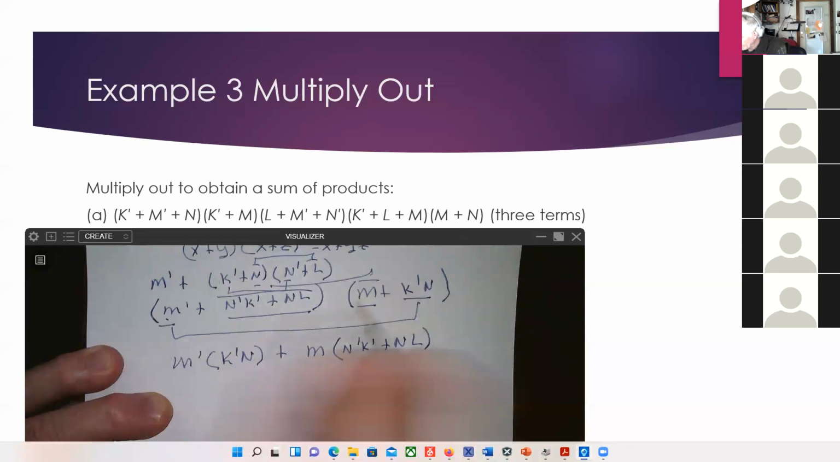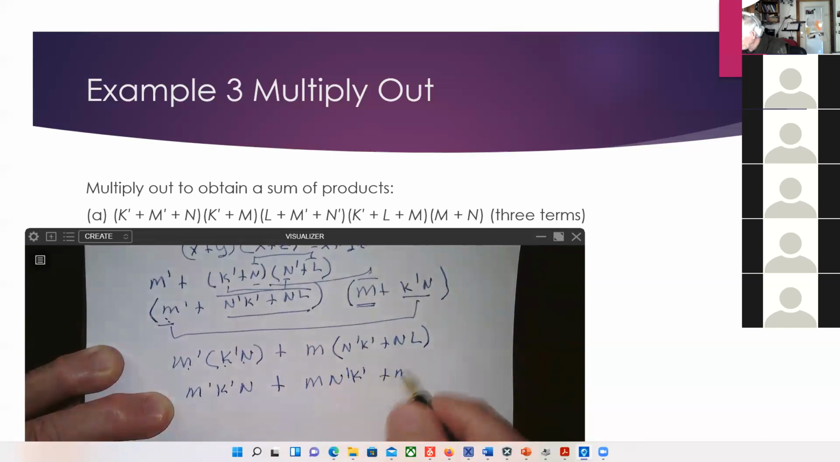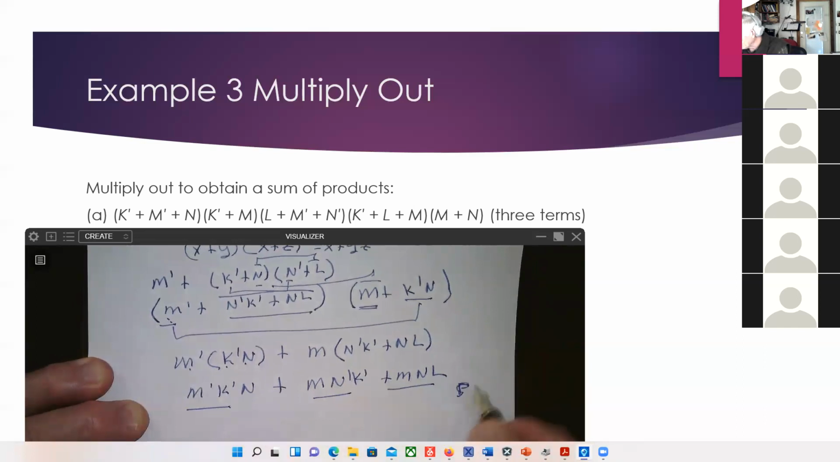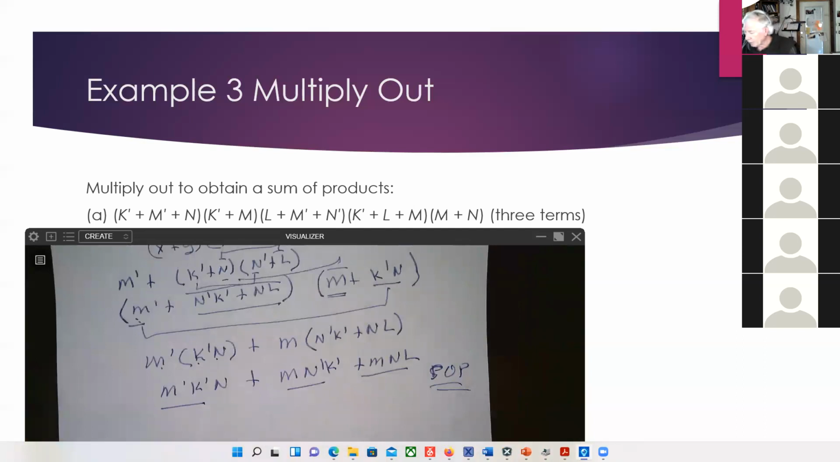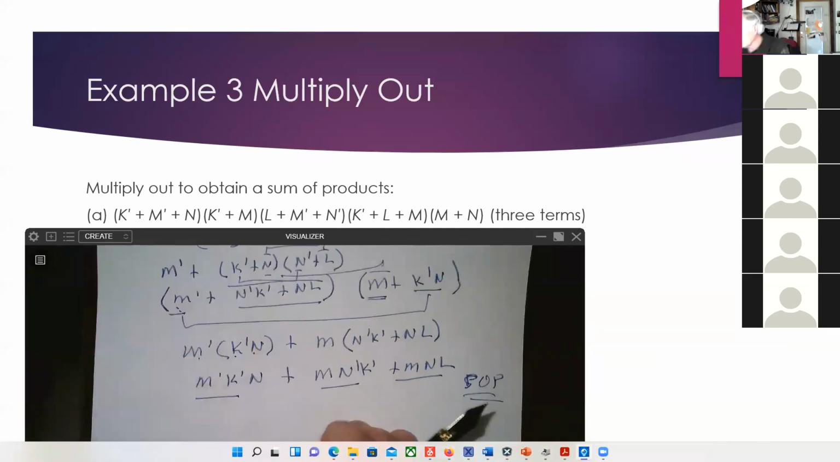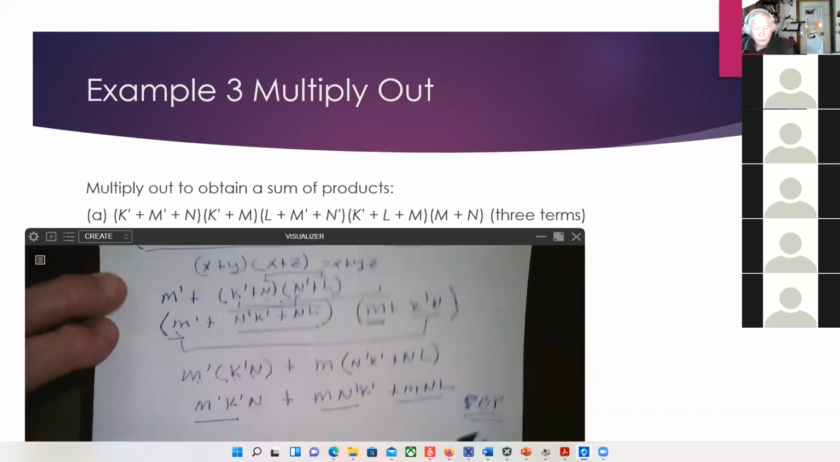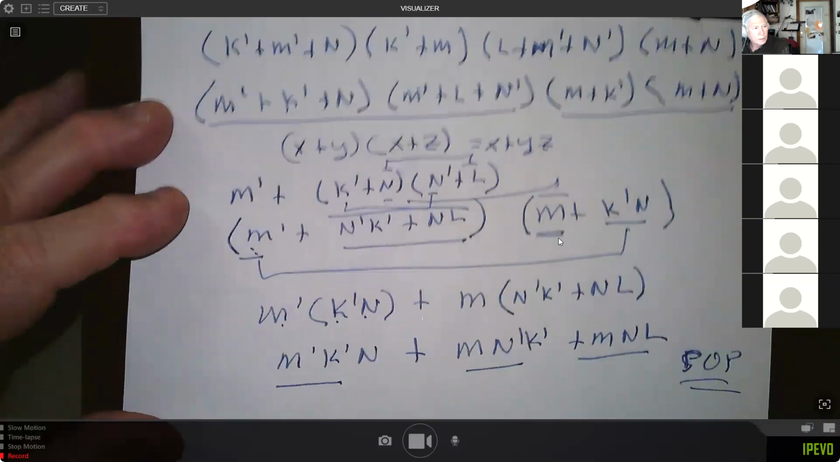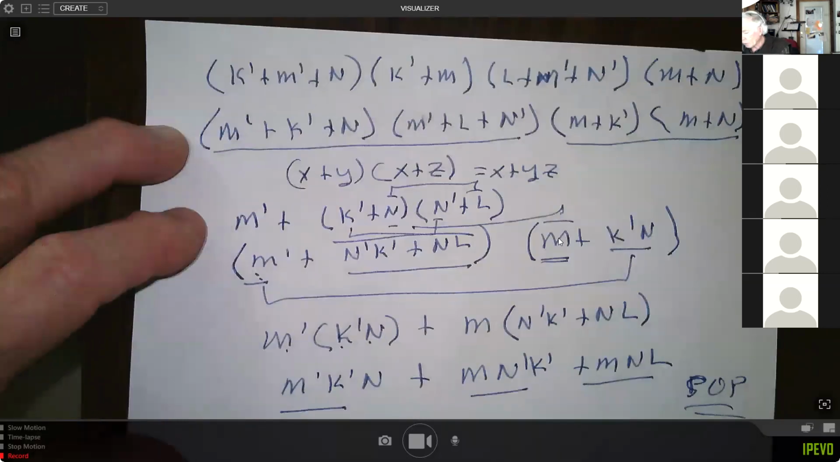So we get M prime times this, M prime times K prime N. So that's just M prime K prime N plus M times this quantity, N prime K prime plus NL. And so we can distribute the M in: M N prime K prime plus M N L. So now we have 1, 2, 3 SOP terms. And that's what the problem specified. All right, so going that way, we get to a solution fairly reasonably. Going the other way, it was kind of difficult, and we kind of hit a blind end. And that's a good illustration of why, try it one way, doesn't work, try it another way.